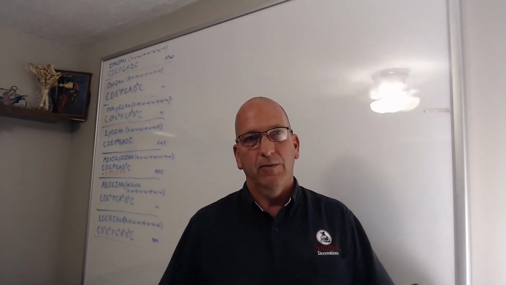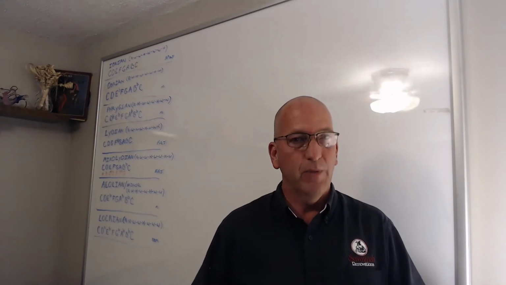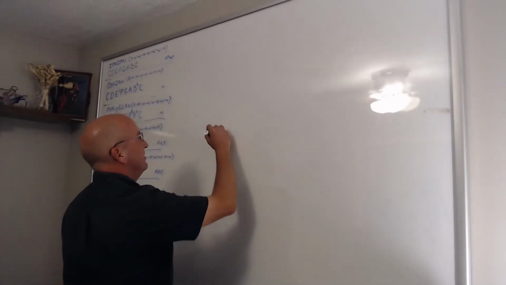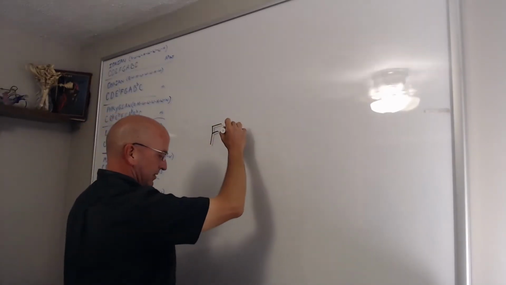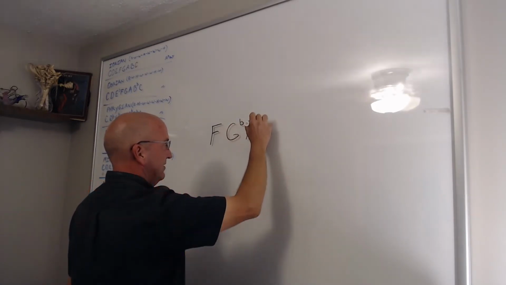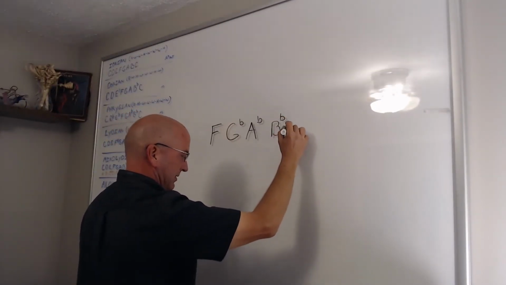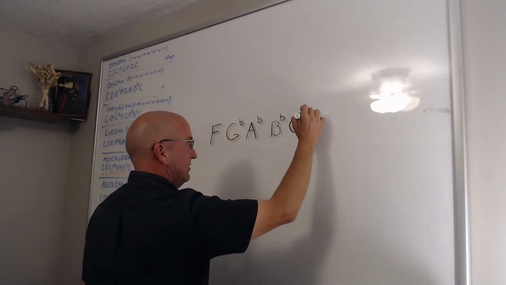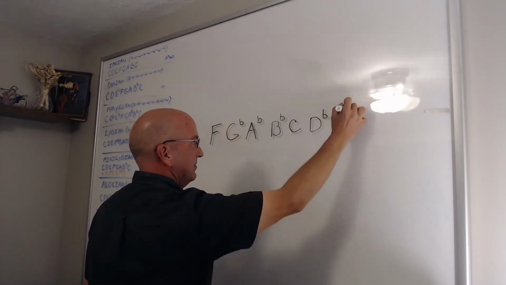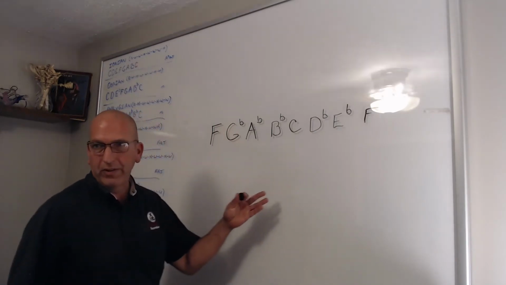It's F Phrygian. So in the mode of F Phrygian, we have the notes F, G flat, A flat, B flat, C, D flat, and E flat. And then I guess you could say F again. So hopefully you can see that.